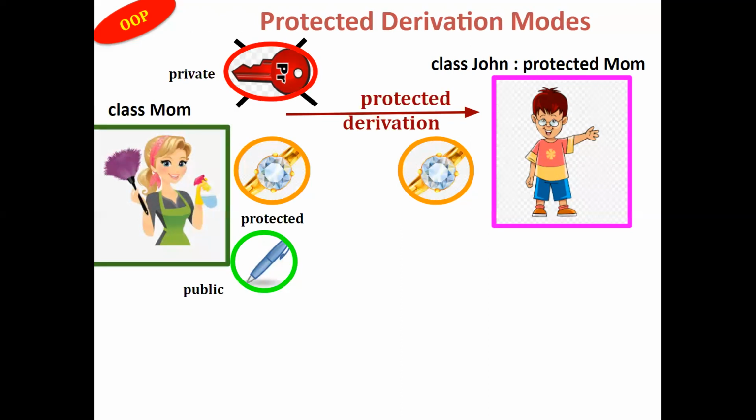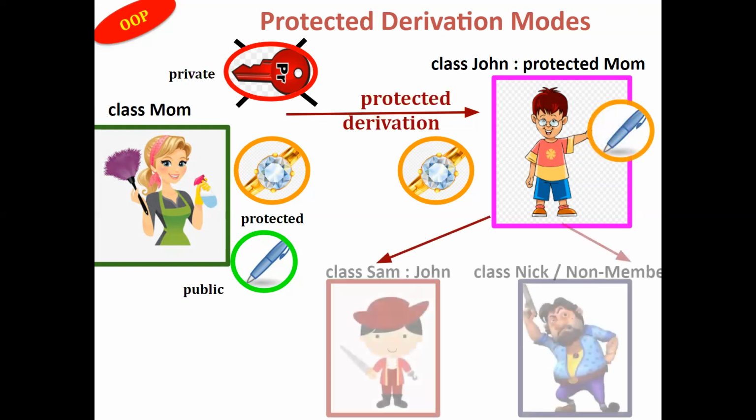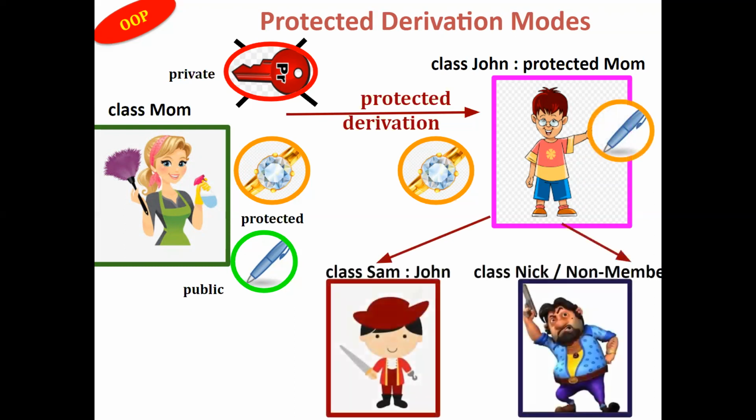The mom also gives the pen to John, but she says again, keep it protected. Don't give this pen to your friends. You can give it to your children, but you do not give it to your friends. So again, the ring is shared with Sam, who is the child of John.